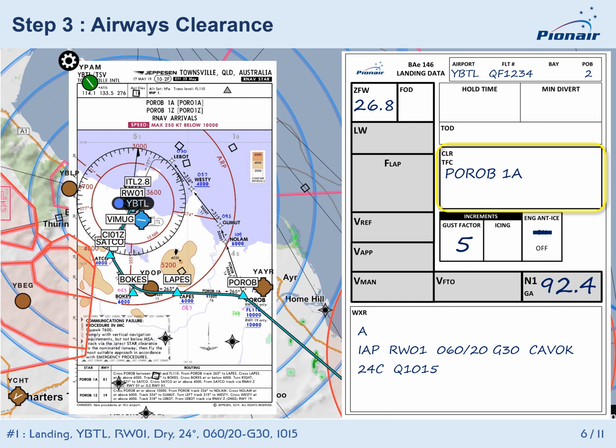It's now time to get the Airways Clearance onto the card. We're heading for runway 01 ILS in Townsville via the POROB 1 Alpha arrival.